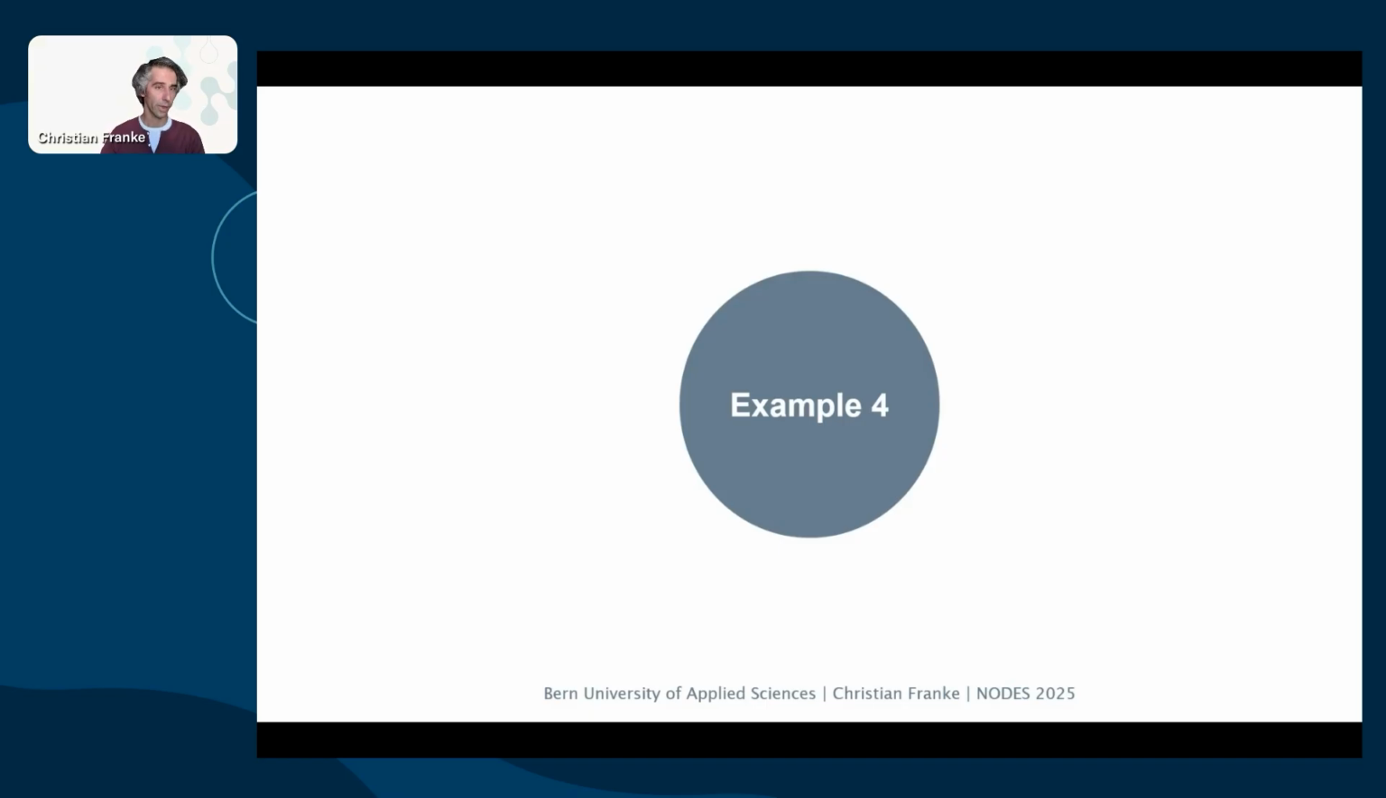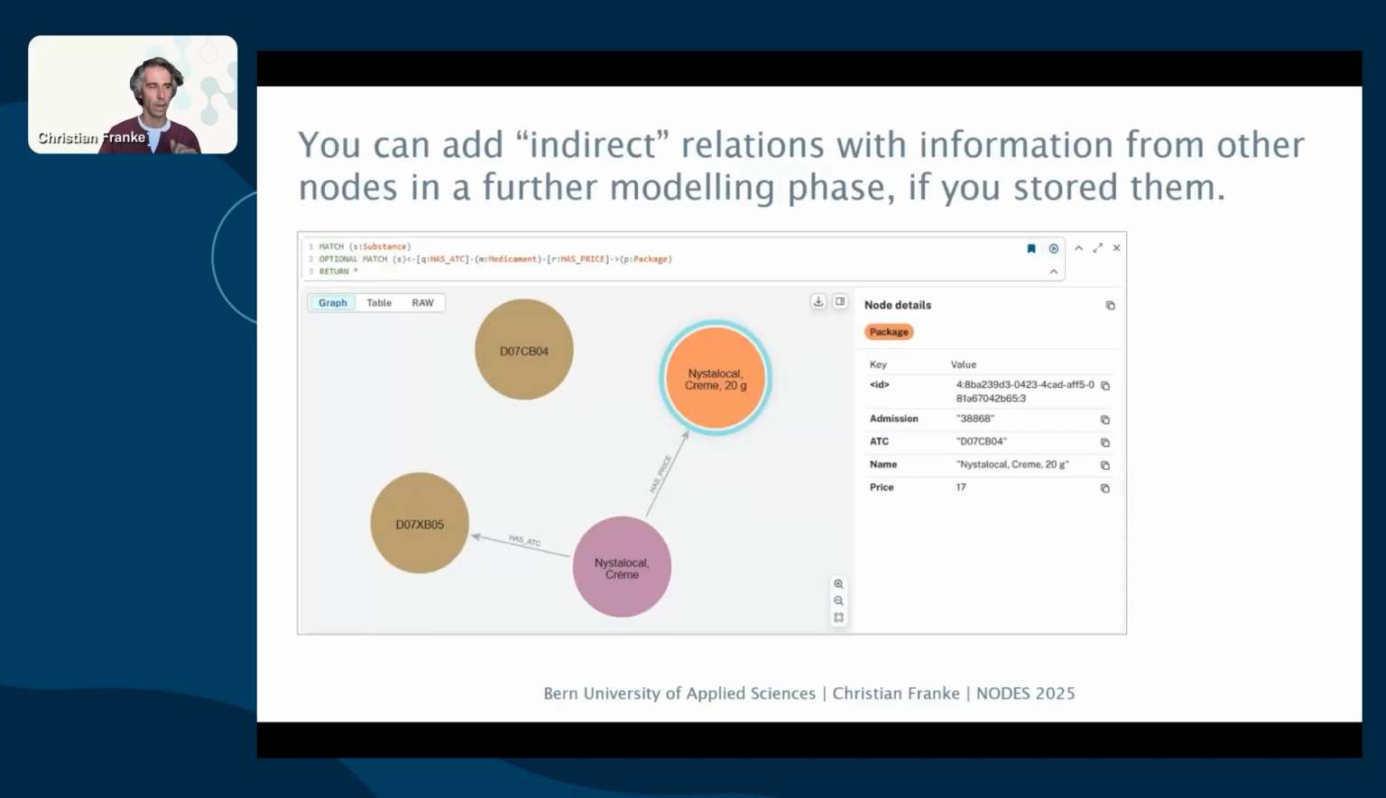Okay, now we're going to my favorite example. Here we have a medicament in purple, and this connection and this information comes from one data source. The package information, what you can see here, comes from another data source. And the package information has another ATC code than my medicament, but it's the same medicament. Now I know that the package information is more up to date, and I don't want to connect the package directly with the ATC code. I want the medicament connected to the ATC code.